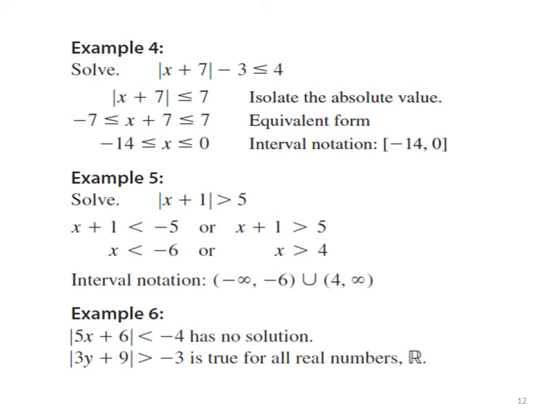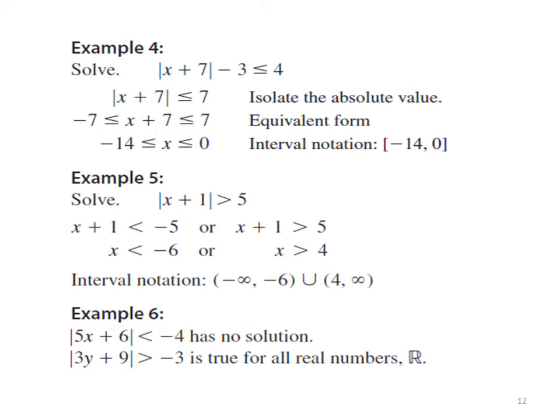Let's look at examples, starting with example 4. We want to solve the absolute value of x plus 7 minus 3 is less than or equal to 4. The first step is to try to isolate the absolute value. We add 3 to both sides. We have the absolute value of x plus 7 is less than or equal to 7.